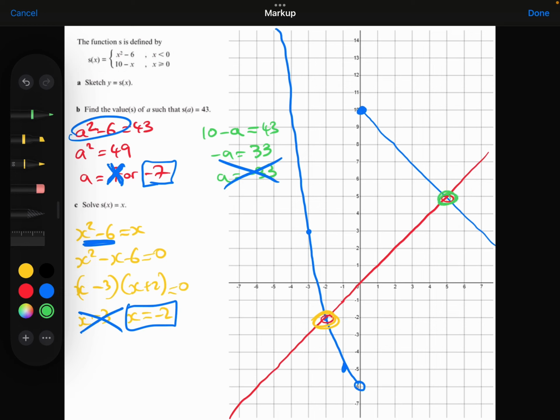It could also be over here though as well. So that's where our 10 minus x is equal to x. So 10 is equal to 2x, so x is 5. And yes, that straight line is valid for when x is 5, because that's greater than 0. So two solutions, minus 2 and 5.